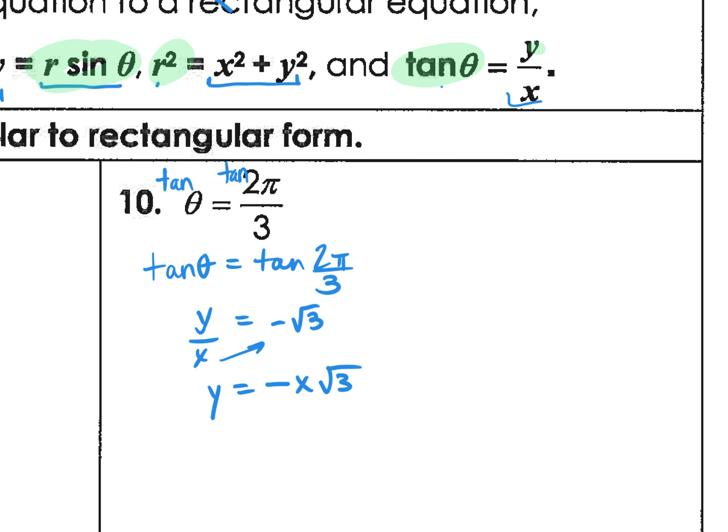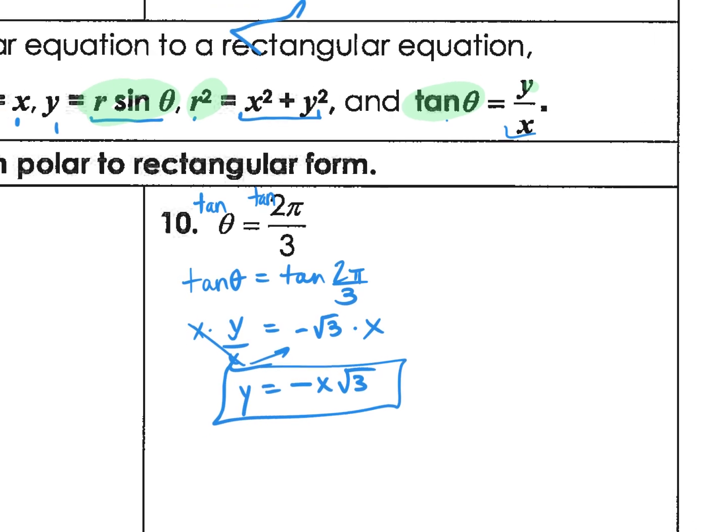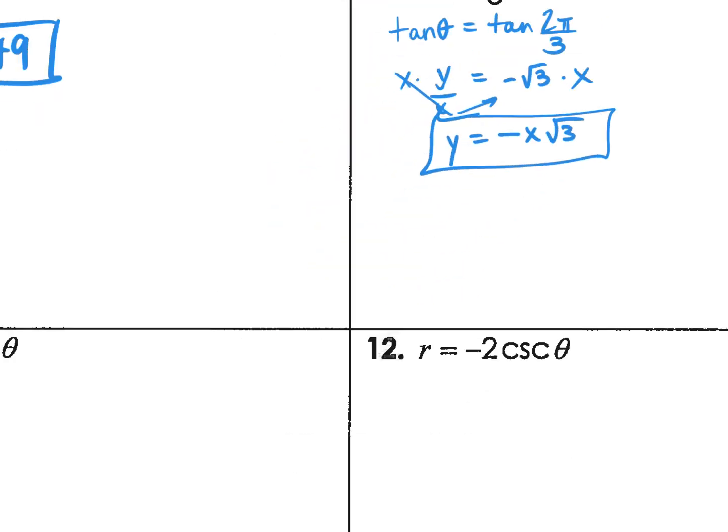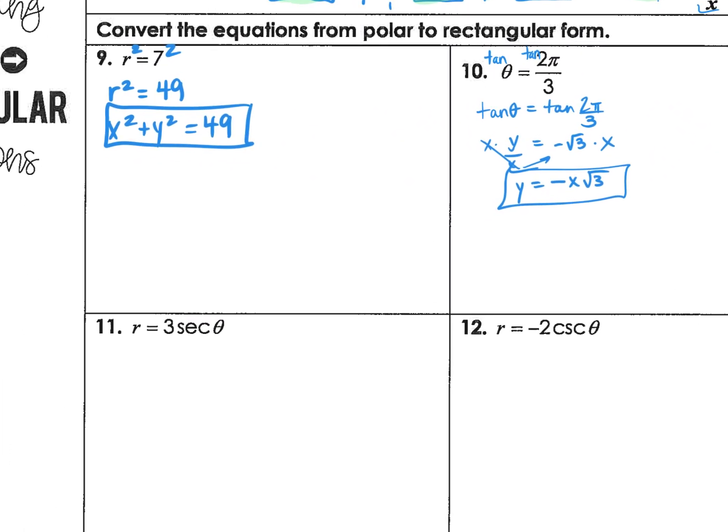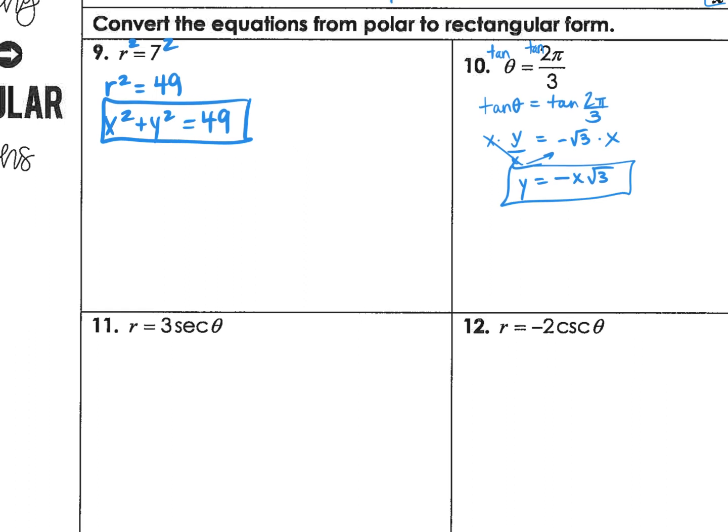I just cross multiplied it over, right? Times x times x. Let's try another one. So if we don't have it, we got to make it. All right, so this is kind of fun.